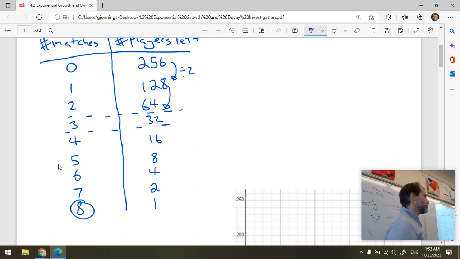So each one of these matches is reducing the number of players in this tournament by half. And we see that they started with the right number of players so that we ended up with a single champion. If you were running an event like this and you had 300 entrants, you'd need to find a way to trim your bottom 44 entrants to maybe take them out of the tournament.